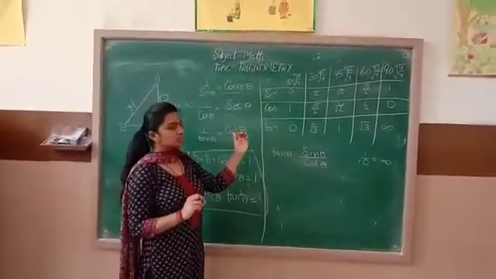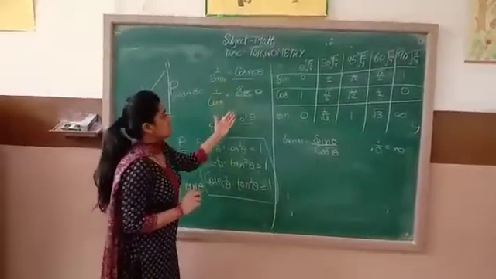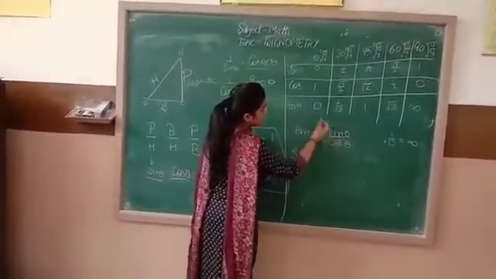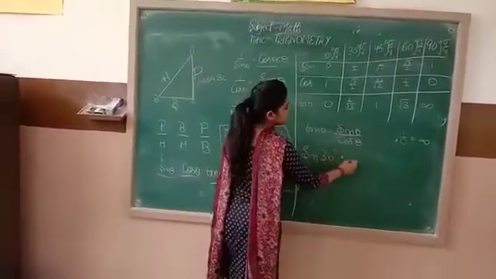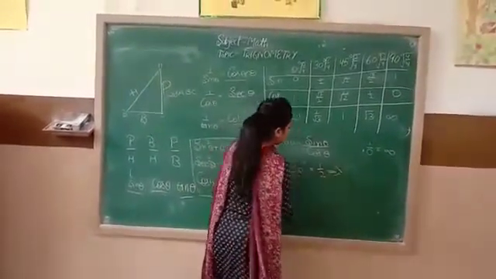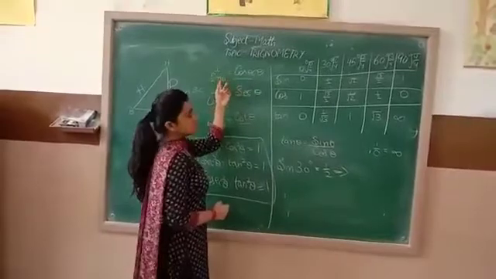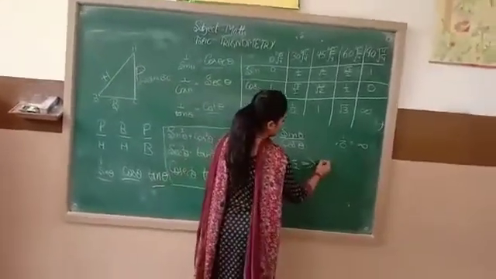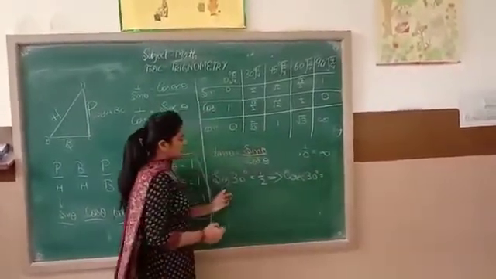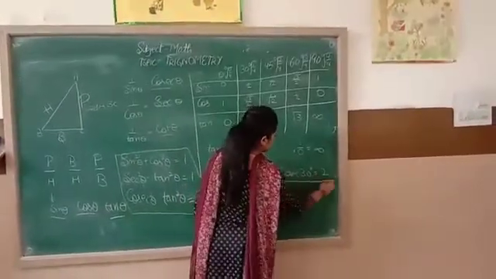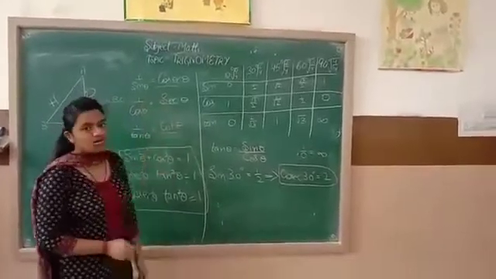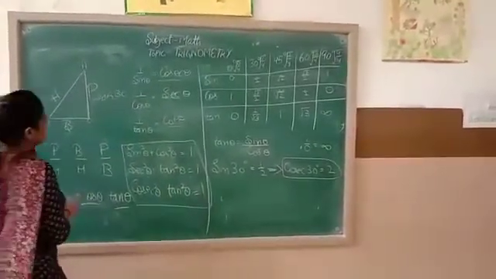And if we want to calculate the values of cosecant, secant and cot, we can simply reverse those values. For example, the value of sine 30 degree is 1 by 2. Then as we know, cosecant is 1 upon sine. So cosecant 30 degree is equal to the reciprocal of sine, which is equal to 2. So similarly we can calculate all the values of cosecant, secant and cot theta.